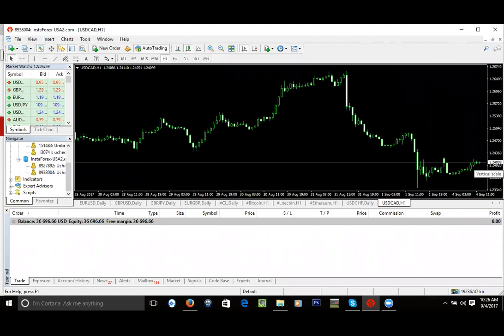Then at this point is where you see the price. In trading, what you consider most is not the chart, it is the price. Here is the price. For example, at this hour, US Canada is 1.24098. This is the current price of US Canada.